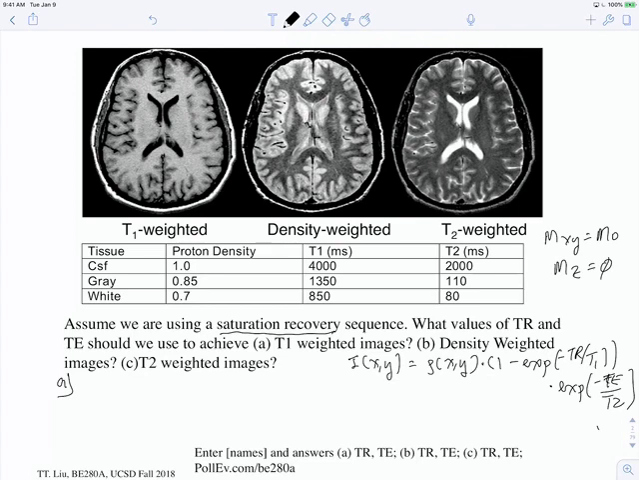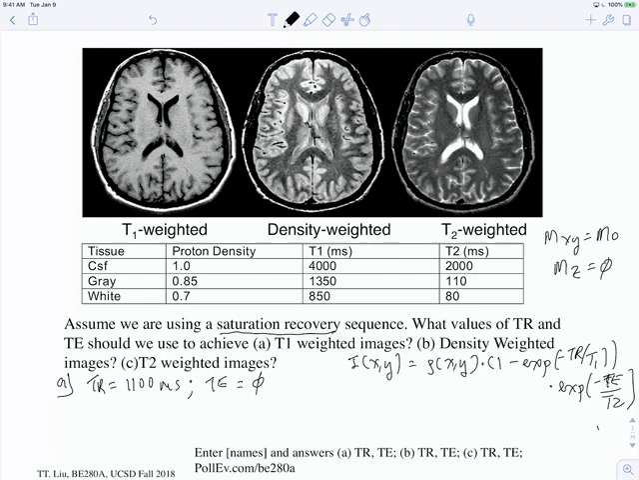Okay, so for the T1 weighted image, which have the two closest T1s? Gray and white. So what's the average T1 of gray and white? About 1100, okay? So for this case, we'd want to pick TR equal 1100. And then what should the echo time be? Ideally, it'd be 0. In practice, it's probably a few milliseconds.